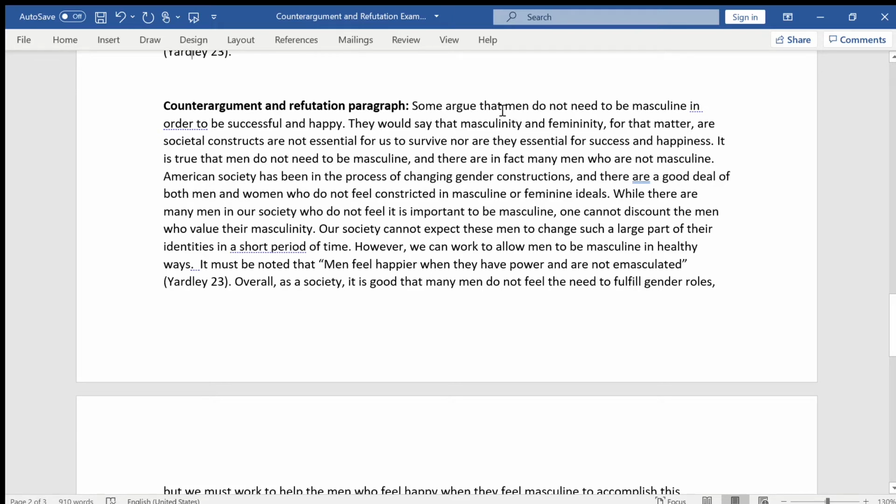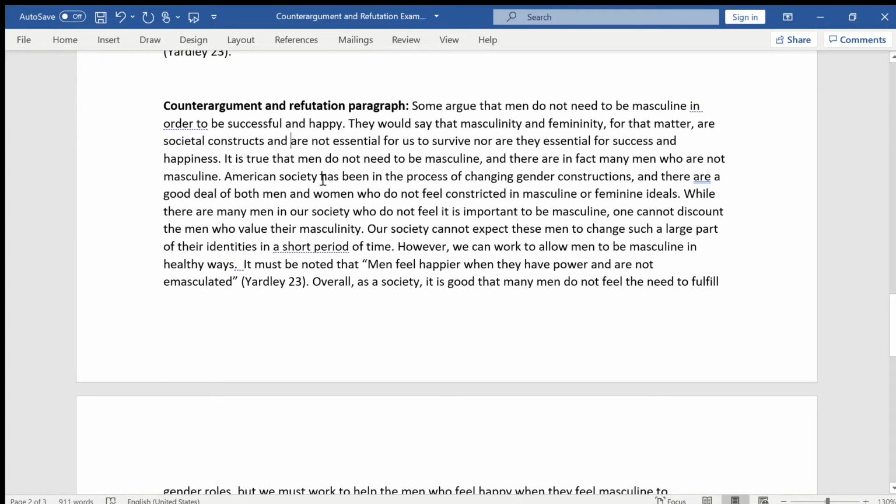Some argue that men do not need to be masculine in order to be successful and happy. They would say that masculinity and femininity, for that matter, are societal constructs and are not essential for us to survive, nor are they essential for success and happiness. It is true that men do not need to be masculine. There are, in fact, many men who are not masculine. American society has been in the process of changing gender constructions, and there are a good deal of men, both men and women, who do not feel constricted in masculine or feminine ideals. While there are many men in our society who do not feel it is important to be masculine, one cannot discount the men who value their masculinity. Our society cannot expect these men to change such a large part of their identities in a short period of time, and I might add, or at all.